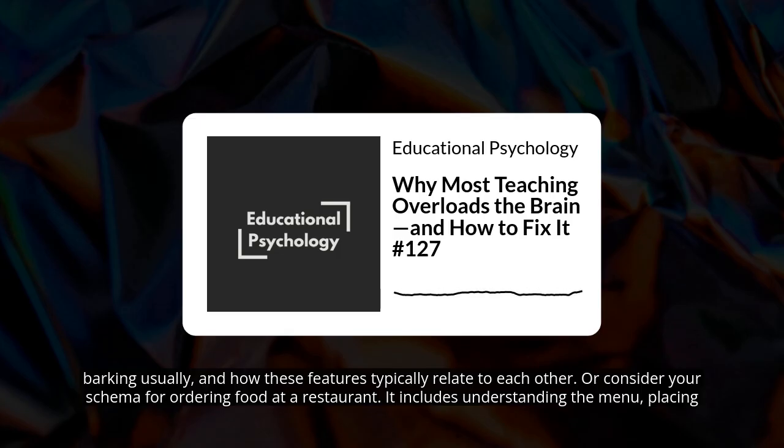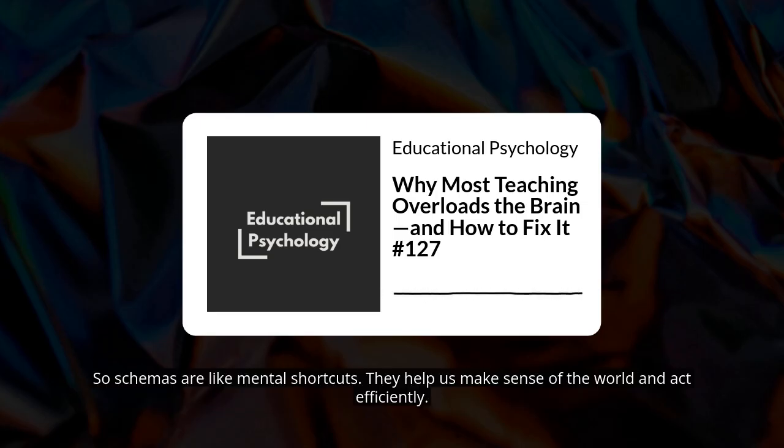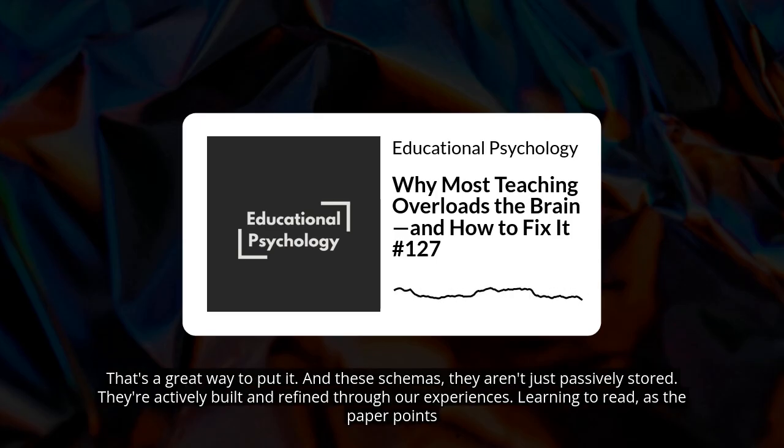Or consider your schema for ordering food at a restaurant. It includes understanding the menu, placing your order, waiting, eating, paying. You access this schema every time you go to a restaurant without having to consciously think through every single step. So schemas are like mental shortcuts. They help us make sense of the world and act efficiently. That's a great way to put it.